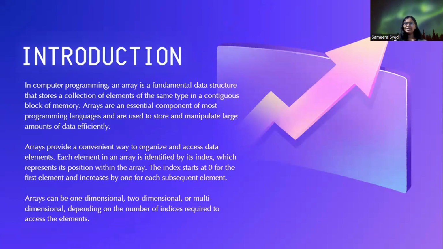Each element in an array is identified by its index, which represents its position within the array. The index starts at 0 for the first element and increases by 1 for each subsequent element. Arrays can be one-dimensional, two-dimensional, or multi-dimensional depending on the number of indices required to access the elements.